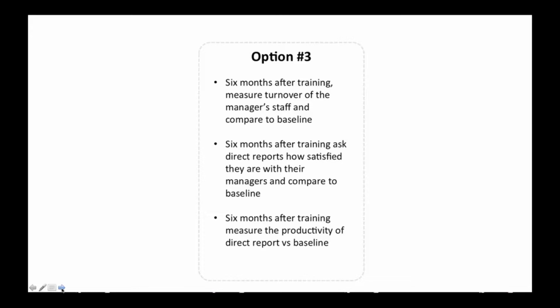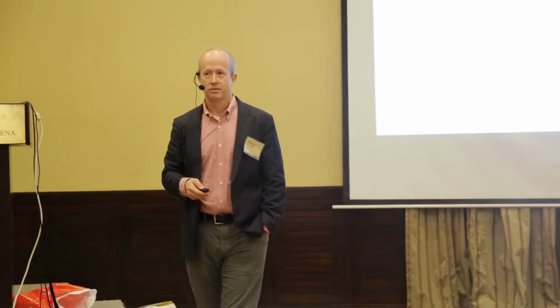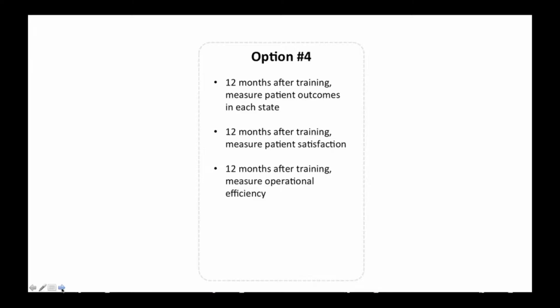So option 3, 6 months after training, measure turnover of the manager's staff and compare that to a baseline. 6 months after training, ask direct reports of the managers, how satisfied they are with their managers, and compare that to a baseline. 6 months after training, measure the productivity of the direct reports of those managers versus a baseline. Okay, that's the third option. And then the fourth option is 12 months after training, measure patient outcomes in each state. 12 months after training, measure patient satisfaction. And 12 months after training, measure operational efficiency.